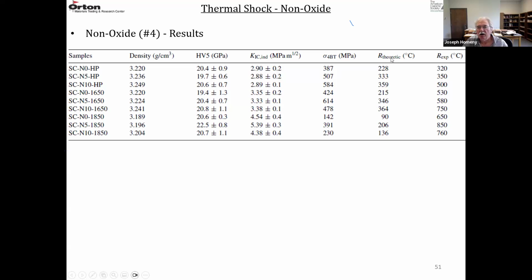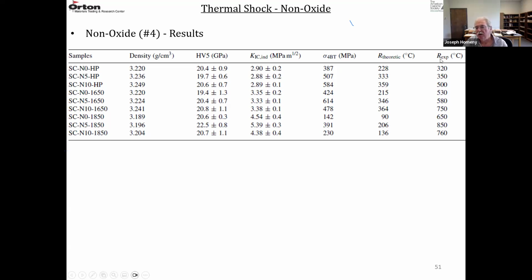So they calculated R theoretical, and these values are in degrees C. 228 up to 359 for the hot pressed material, 215 to about 364 for the material with the post heat treatment at 1650 degrees C. But then they fell off, 90, 206, 136, for the material that was heat treated at the highest temperature.